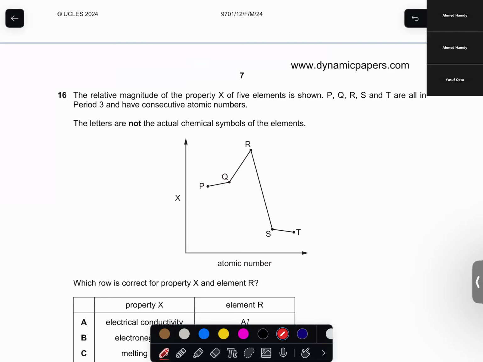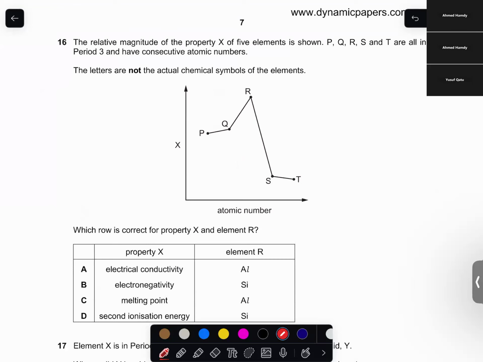Question 16. The relative magnitude of the property X of elements P, Q, R, S and T are shown. They are all in period 3 and have consecutive atomic numbers. The letters are not the actual symbols of the elements. Which row is correct for the property X and R?